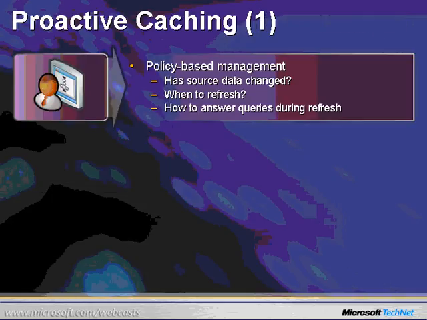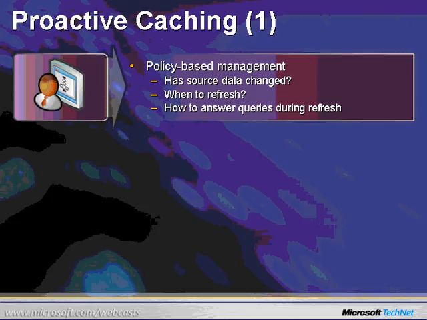What's another way? Proactive caching is another very important way that we can work with data. With proactive caching, Analysis Services is basically keeping its own copy, a separate copy of the source data, as well as pre-computed aggregate data. As with any cache, you're probably going to have several questions, like the ones up on my slide. Has the source data changed? When do we refresh this? How do we answer queries during this refresh process? How do we work with this?